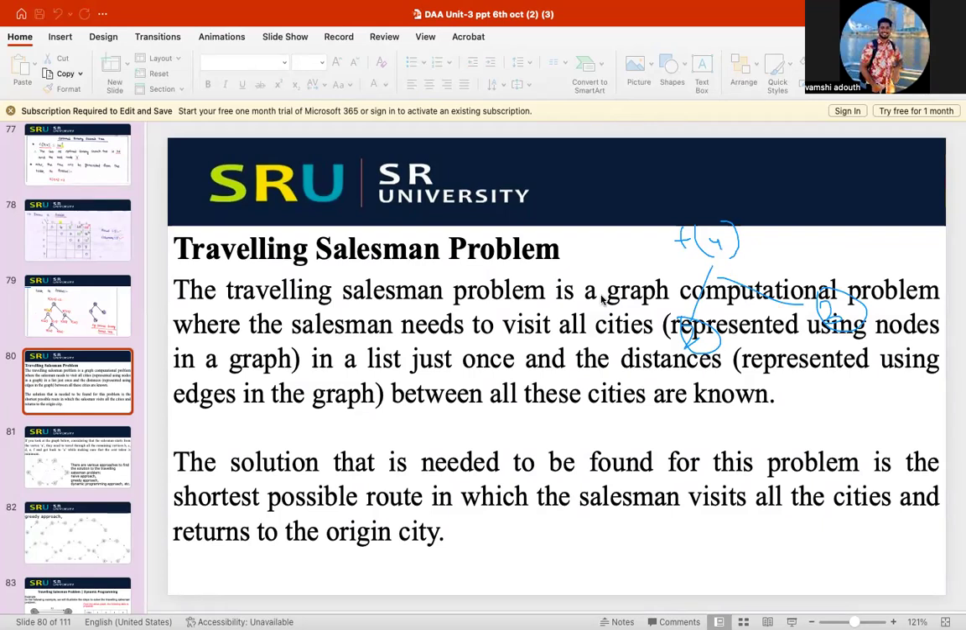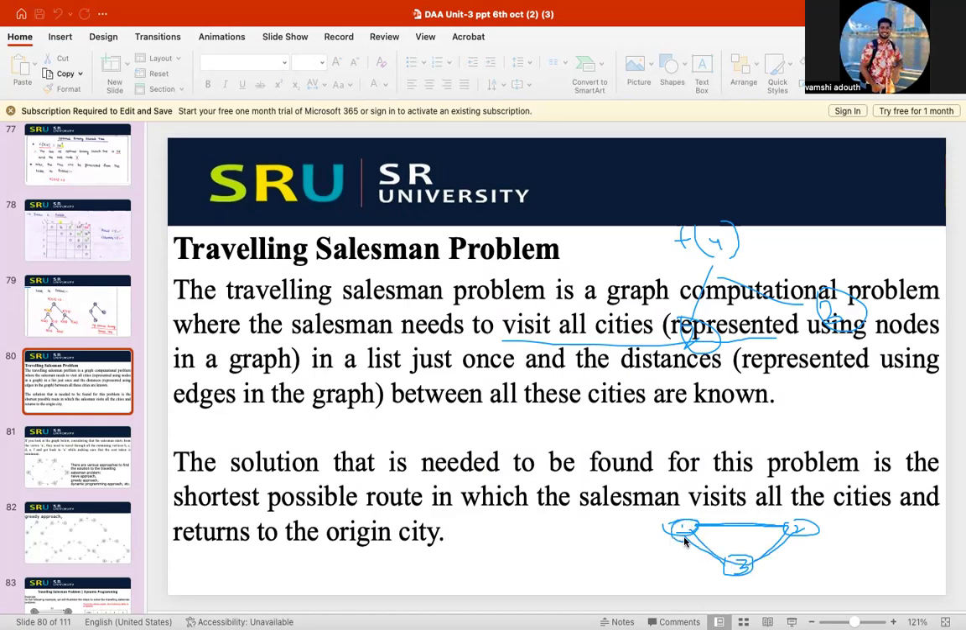Therefore, likewise, traveling salesman problem is a graph computational problem where the salesman needs to visit all the cities using the nodes in the graph. So the graph looks like this. For example, 1, 2, 3, so we have 3 vertices and all the 3 vertices are connected. For example, these are all cities. Now he has to travel 1 to 2, 2 to 3, and he has to reach again the starting position.